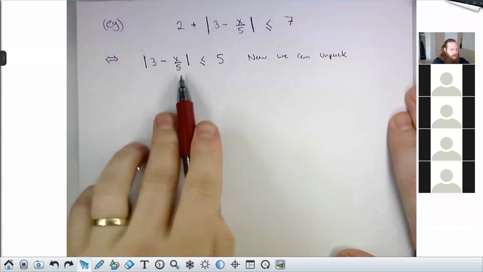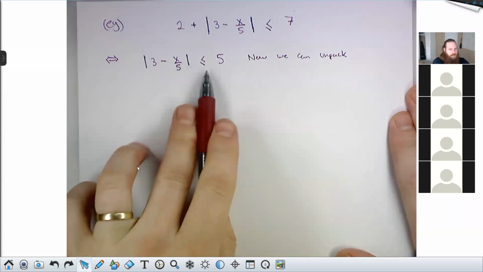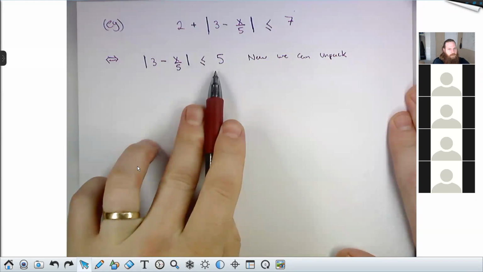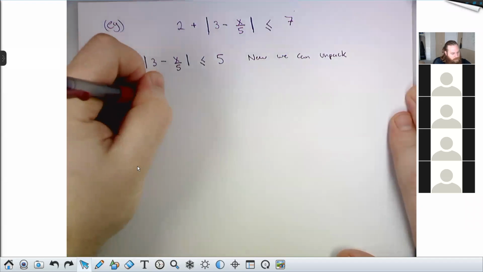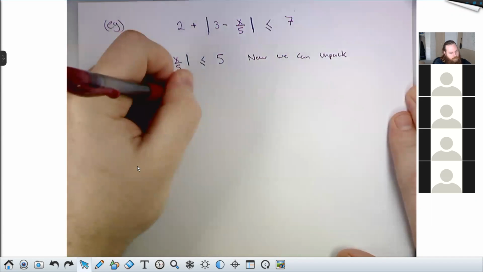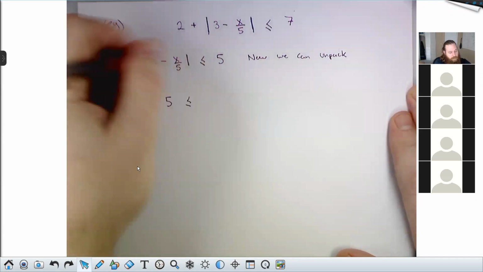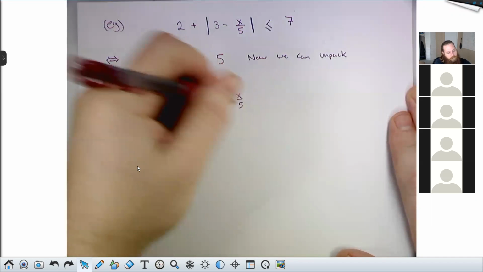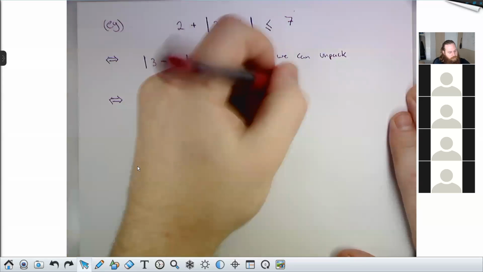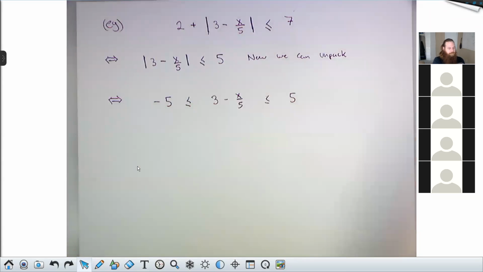And here I've got an absolute value of some expression that is less than or equal to a positive constant. So I know that that will unpack as one of those compound inequalities: the negative version of my constant is less than or equal to my expression, which is 3 minus x over 5, is less than or equal to the positive version of my constant. So that's the first unpacking rule.